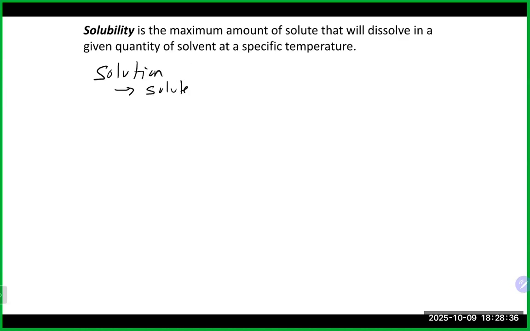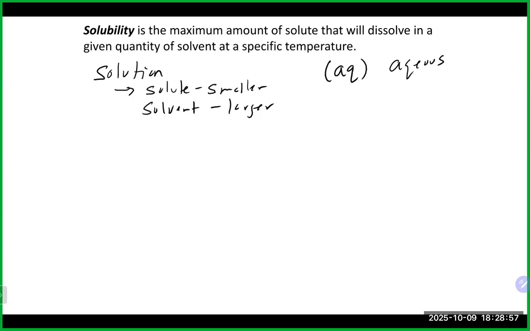One is the solute, which is the smaller part of a solution, and one is the solvent, which is the larger part of a solution. So when things dissolve and make a solution, which is a homogeneous mixture, they get the aqueous symbol, that AQ symbol there. And that is aqueous and basically means a water environment.